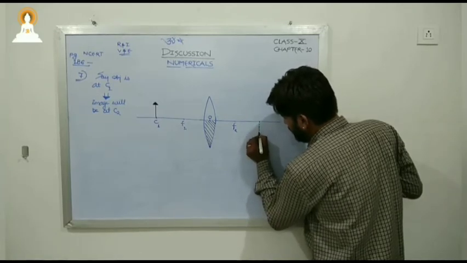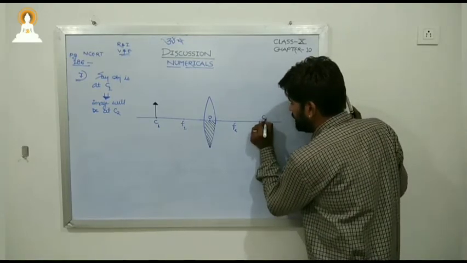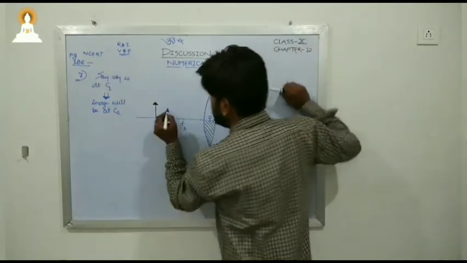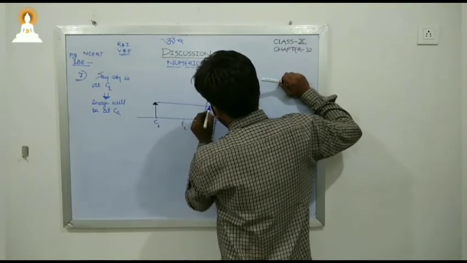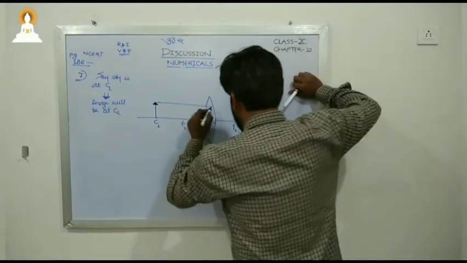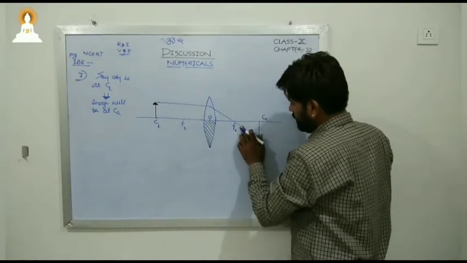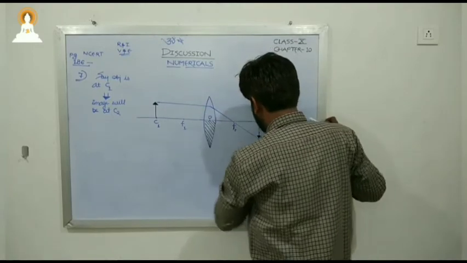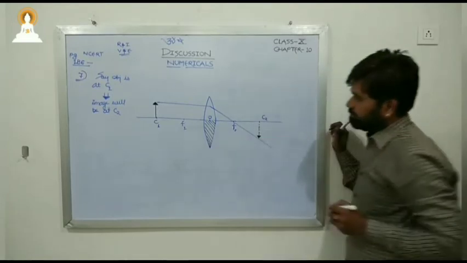We may draw as well. We will draw, definitely we will draw. Now the image will be with the same height. We are confirmed. Now we know rule number 1. Rule number 1 says when a light is parallel to the principal axis, just after refraction, it will pass through the focus. If it passes through the focus, then it is actually touching this particular one.